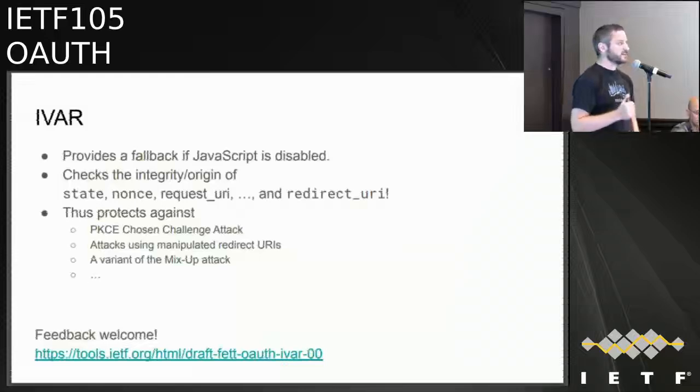So we are also getting rid of many or most of the attacks targeting the redirect URI. And this mechanism protects against at least 3 attacks that I know of: the PXE chosen challenge attack, attacks using a manipulated redirect URI, and at least 1 variant of the AS mix-up attack. I know that this is very new. As I said, John and I came up with the idea yesterday. So I wrote a draft on that, and I'd like to hear your feedback.